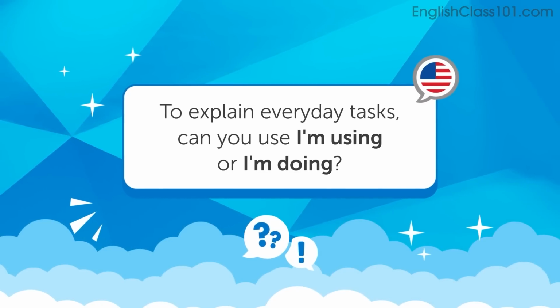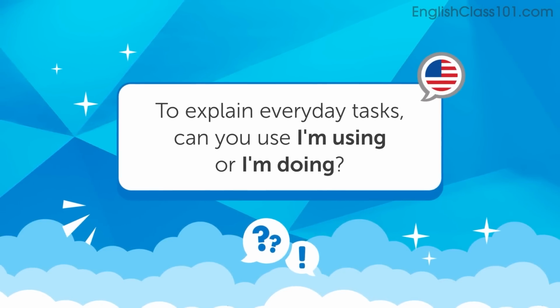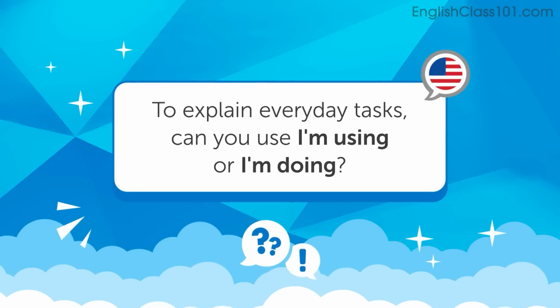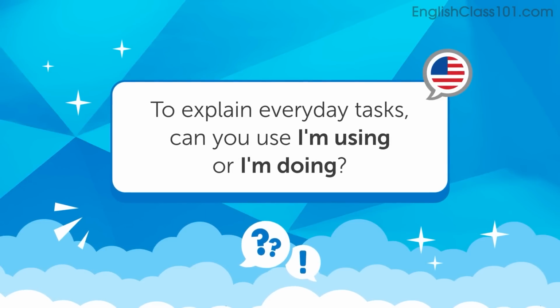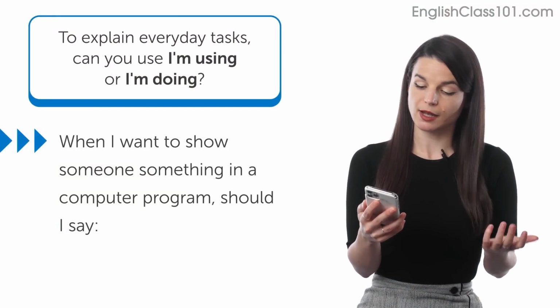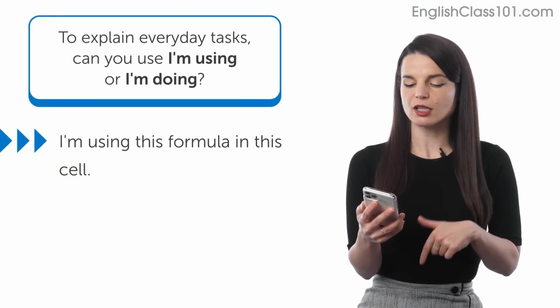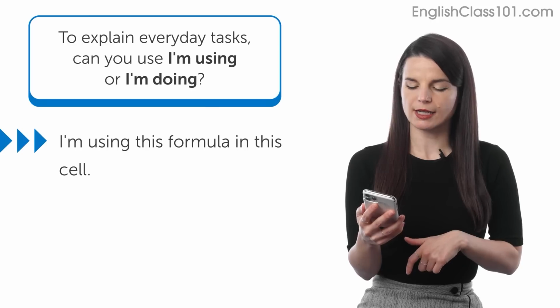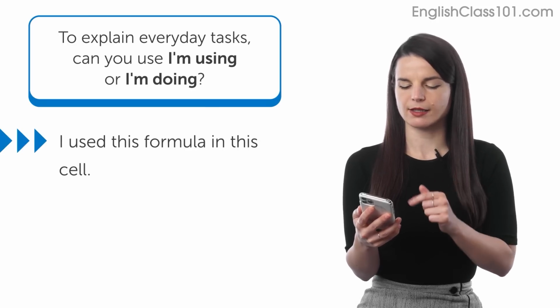Hi Oleg. Oleg says, is it correct to say I'm using or I'm doing to explain my everyday tasks to someone, like my work colleagues? For example, when I want to show someone something in a program like Excel, should I say, I'm using this formula in this cell? Or should I say, I use this formula in this cell?